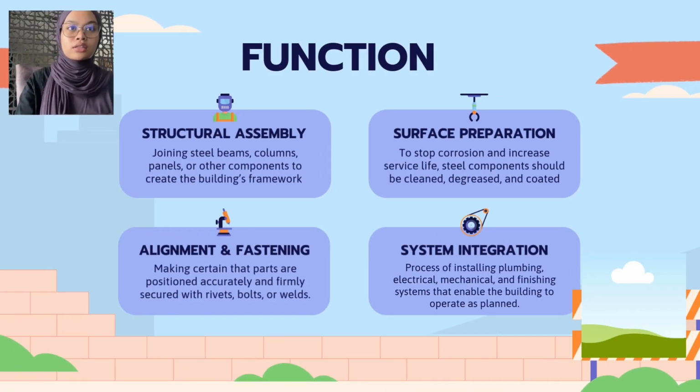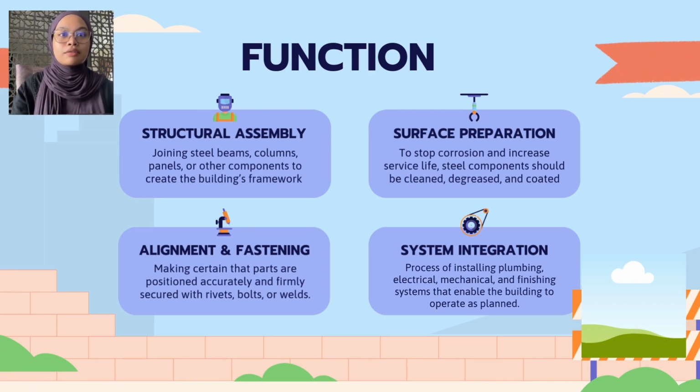We have 4 kinds of functions in 4 different aspects, which are structural assembly, surface preparation, alignment and fastening, and lastly system integration. I'm going to explain structural assembly first, which is joining steel beams, columns, panels, or other components to create the building's framework. Next, surface preparation: to stop corrosion and increase service life, steel components should be cleaned, degreased, and coated.